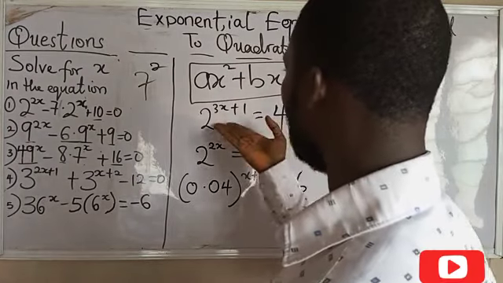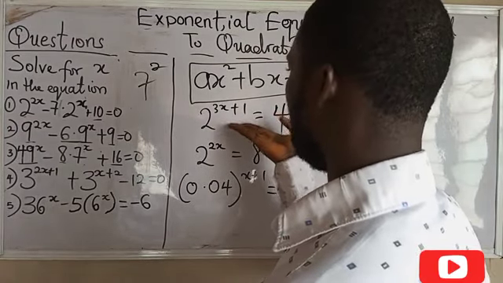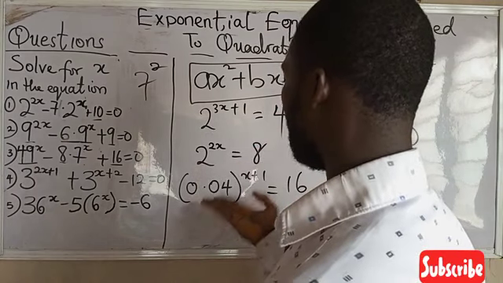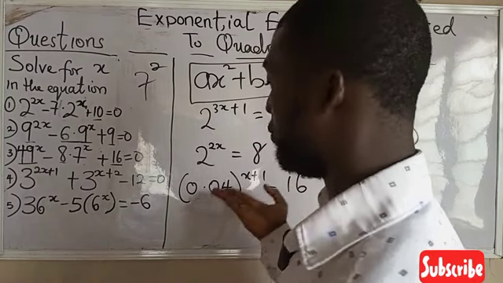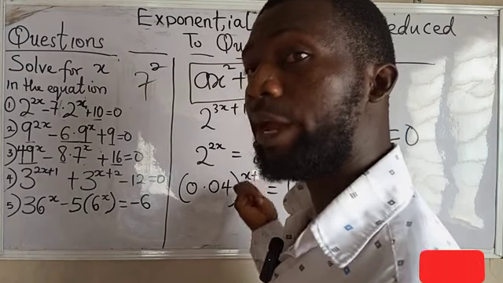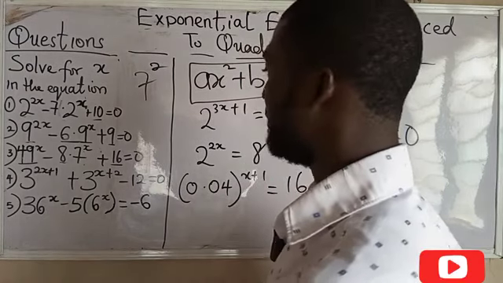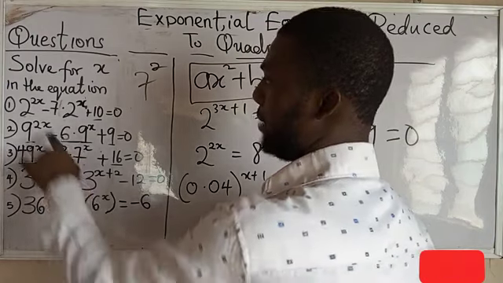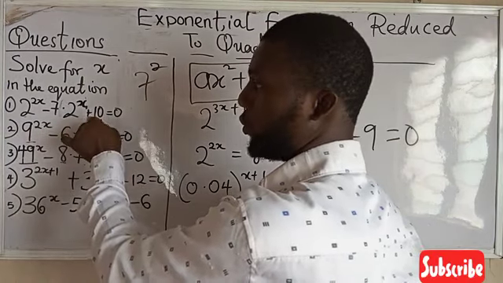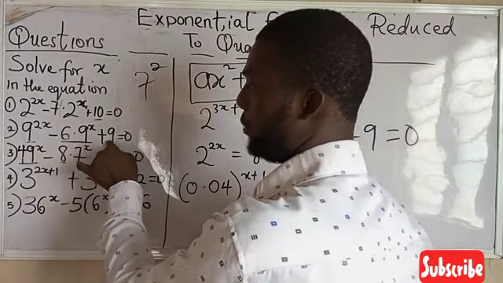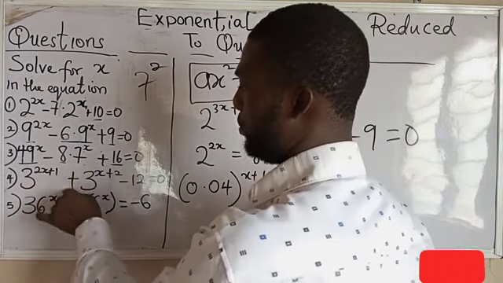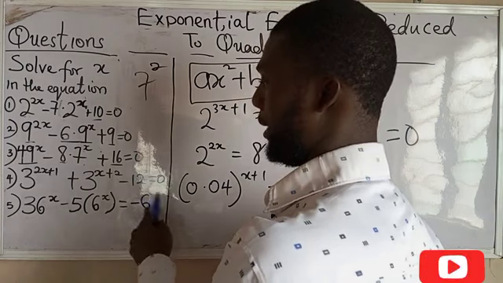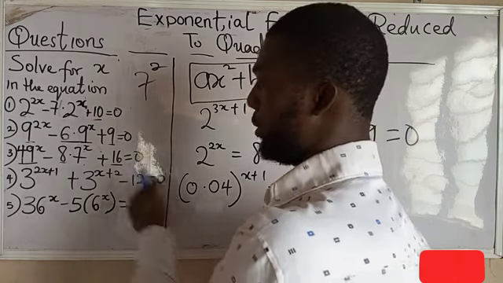And unlike this one that you can just see, this one equals 4, 2 raised to power 2x equals 8, 0.04 raised to power x plus 1 equals 16. The difference here is that in this case I'm seeing minus, I'm seeing plus, I'm seeing minus, plus, minus, minus, and so on like that. Are you getting me? That is all equal to 0.